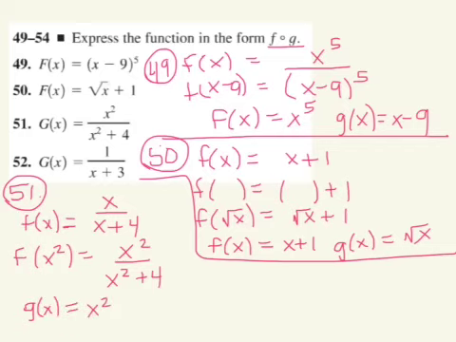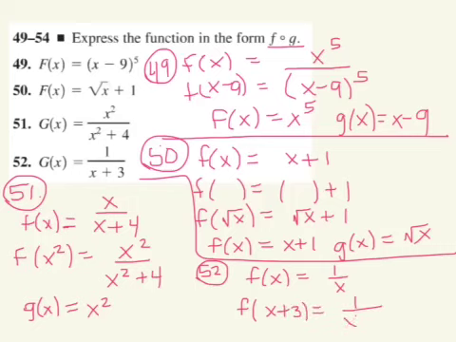and our g of x, what we substituted in, is x squared. And problem number 52, our f of x function, the one we start off with, could be 1 over x. And what we plug in, the g of x, could be x plus 3. So that now when we take out x and we'll replace it with something, we're replacing it with x plus 3. So our g of x function is x plus 3.